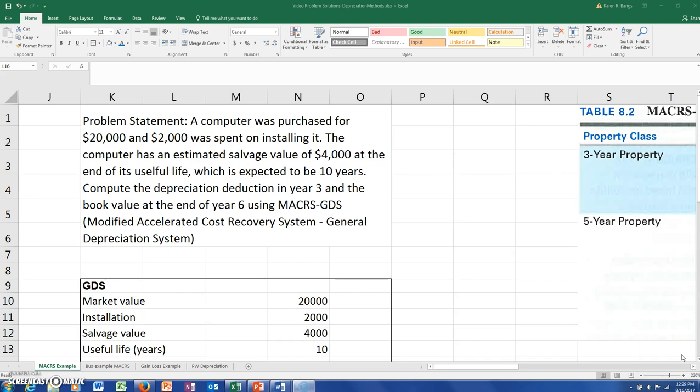You've learned a little bit about what depreciation is and why companies use it earlier in this module. Now we'll go through some examples. Let's read the problem statement for the first one.